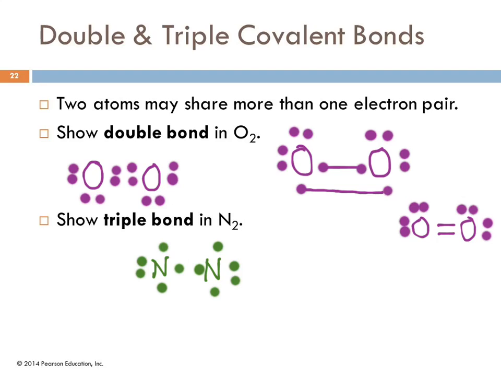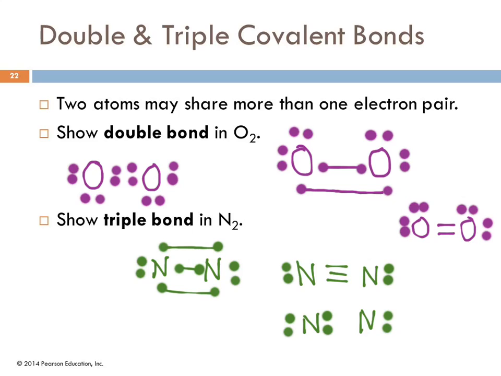So how could just these two get together and have octets? Triple bond. So they're going to share 3 pairs of electrons. So that might look like this, or it might look like this. So triple bond, sharing 3 pairs. Any questions?